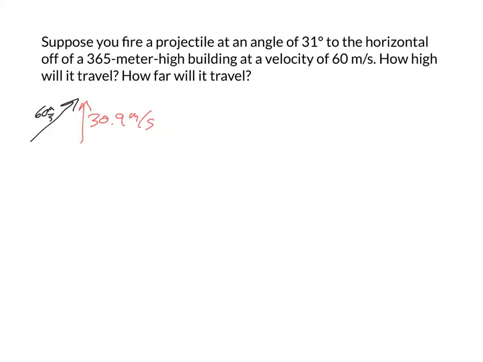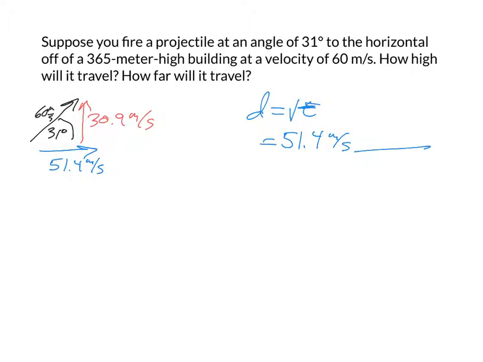Alright, let's do how far. I'm going to go 60 times the cosine of, I forgot to put my angle in there. Angle's 31 degrees. So 60 times the cosine of 31 is 51.4 meters per second. And how far is d equals vt? My v, we just did, 51.4 meters per second.